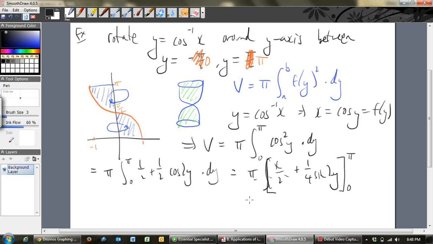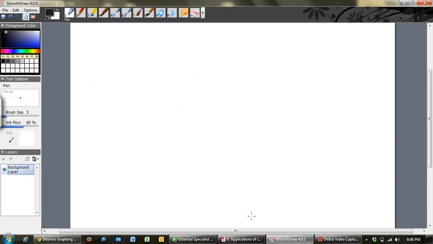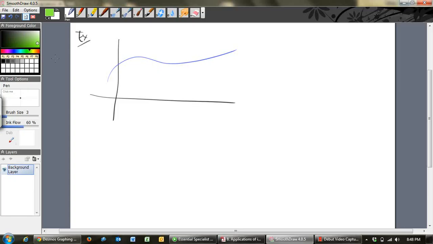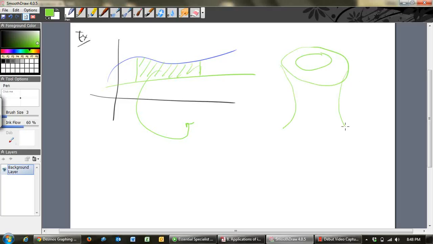I just want to show you one more thing, that's why I'm in a hurry. I want to quickly show you what happens when you have two functions. If you have a function like that and some function like this, what happens when you rotate the area between two curves around the x-axis? You can start getting weird shapes. I'm not a very good drawer, but you can start getting shapes that have tubes and things like that. This would create a tube-like shape.